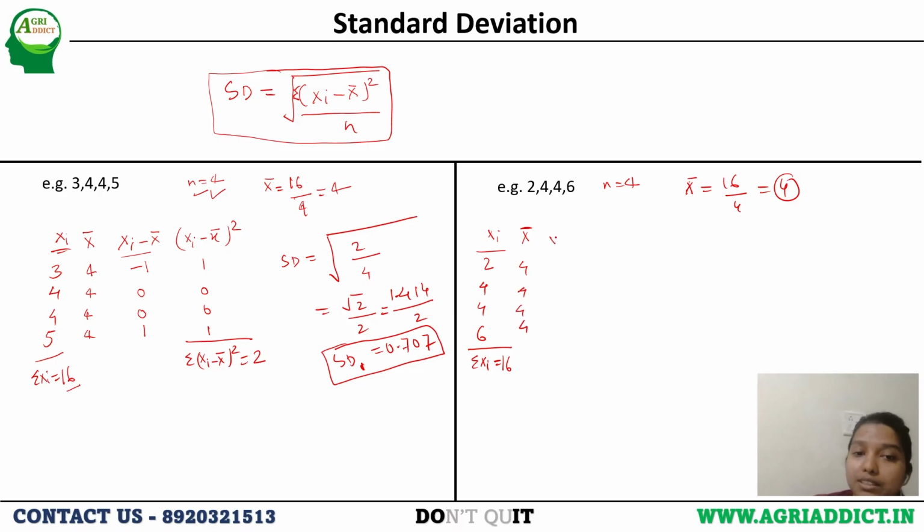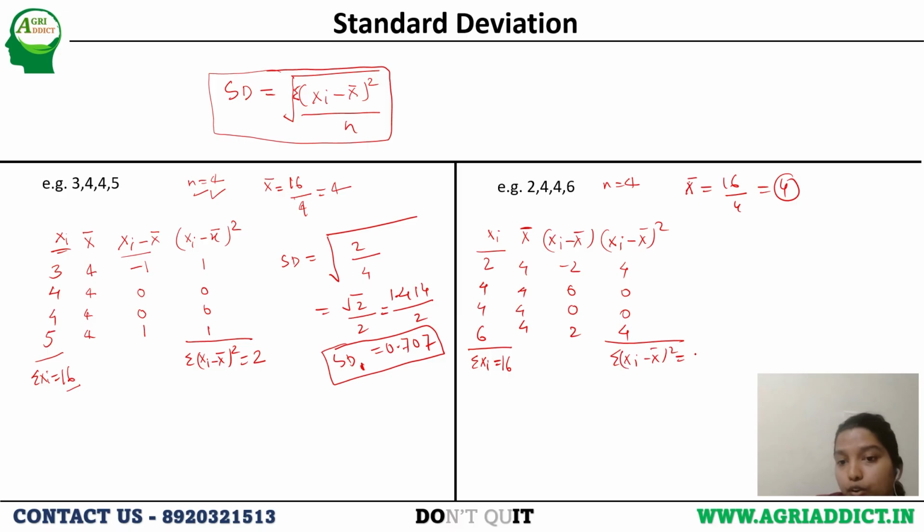Now we have to do the same thing. It is xi minus x bar. So 2 minus 4 will be minus 2. 4 minus 4 will be 0. 4 minus 4 will be 0. 6 minus 4 will be 2. Now we have to take the square of it, xi minus x bar whole square. Now 2 2s are 4. Here 0, 0, and it is 4. Now we have to take the summation of it. So it will be 4 plus 4, which is 8.